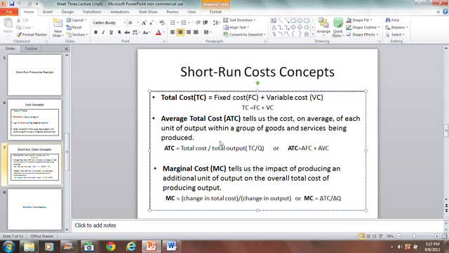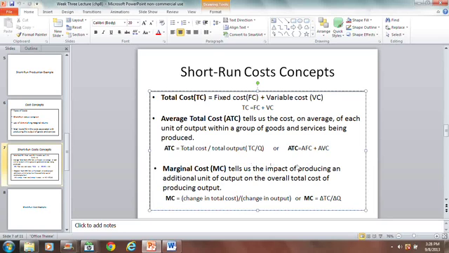So if its total cost of producing 100 units is $1,000, and it produces 100 units, then each unit in that group of 100 costs on average $10. So the average total cost is telling us how much it costs to produce a unit of output within a group of units of outputs that are being produced. How much it costs on average.